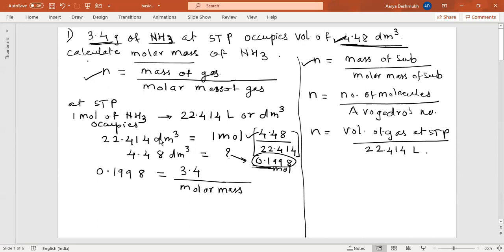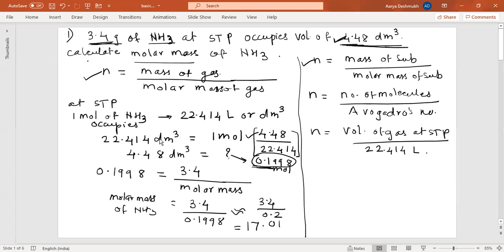So when you solve this, the molar mass of ammonia would be 3.4 divided by 0.1998, which is approximately 3.4 divided by 0.2. This is a very simple calculation. It comes out to be 17.017. So this is the way you can solve the numerical based on this.